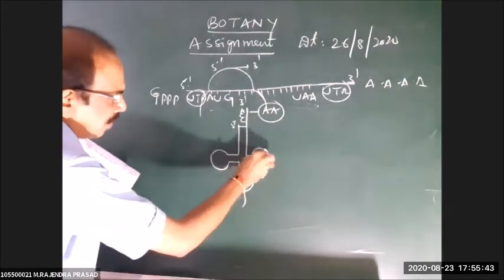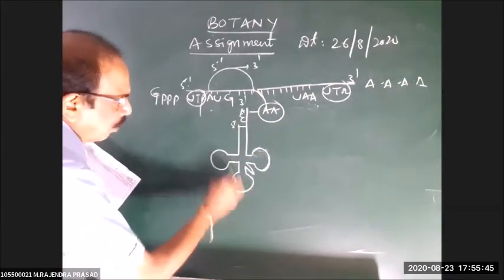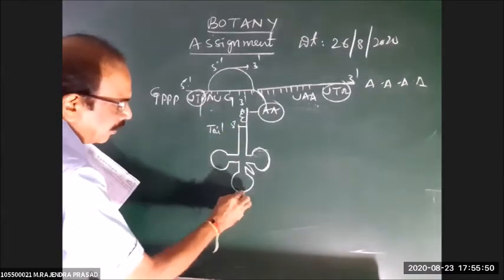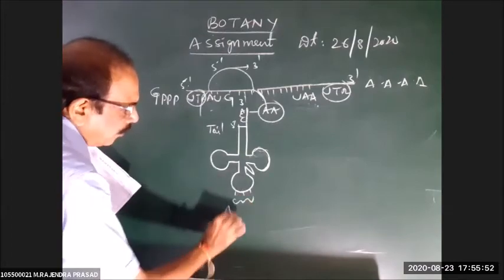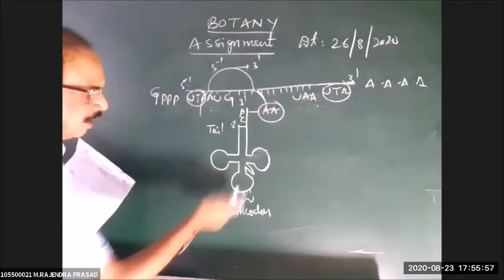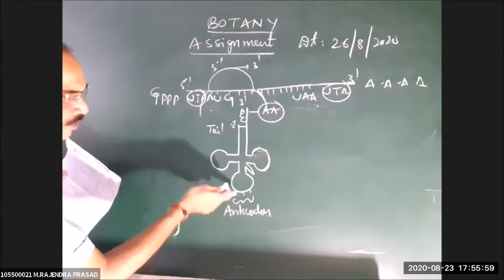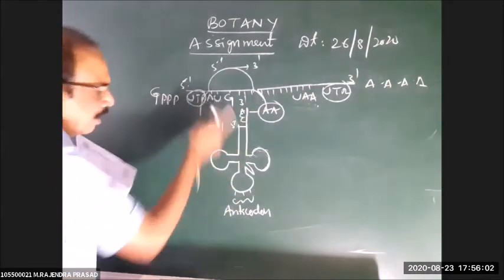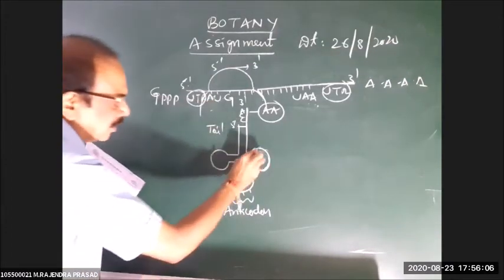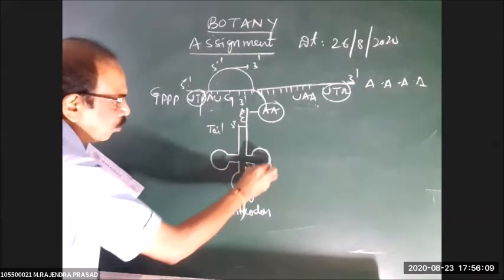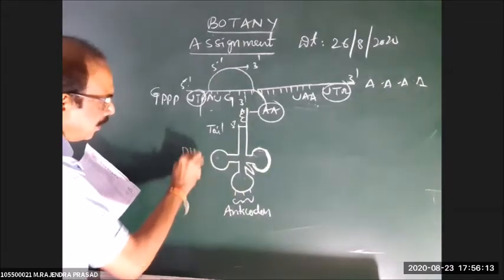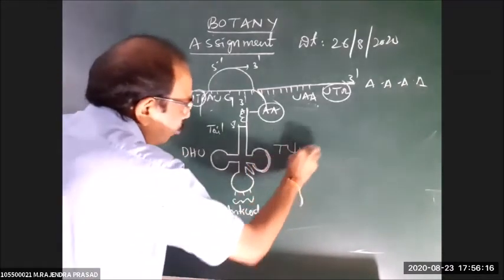Three loops are present. This loop is the anticodon loop. The loop present opposite to the tail has three nucleotides, which form the anticodon. Codons are present on mRNA, anticodons are present on tRNA. During protein synthesis, codon and anticodon show complementary base pairing. And then these are the lateral loops. Two lateral loops are present. This is one lateral loop and this is another lateral loop. This is the DHU loop. This is the T-psi-C loop.